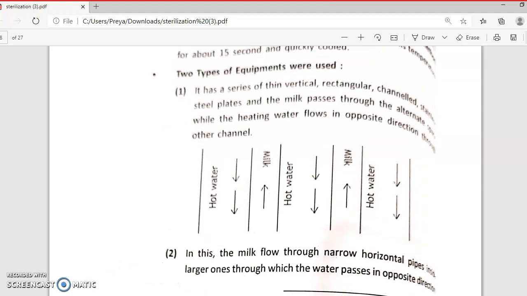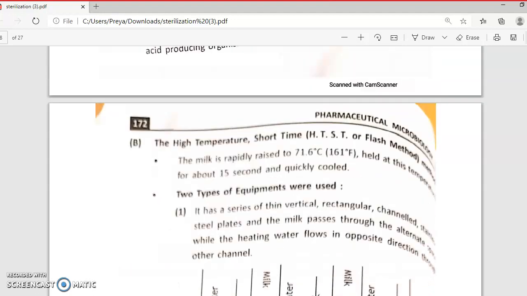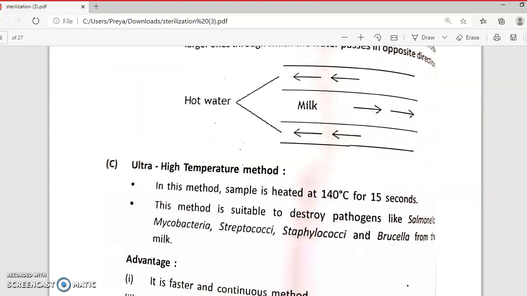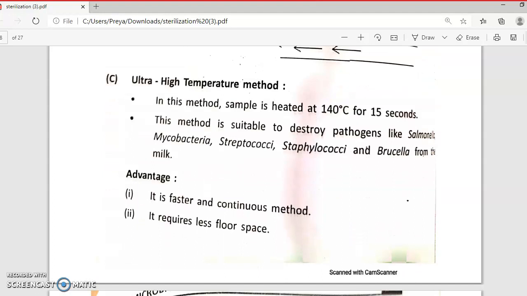So what conditions of the flash method should you remember? 71.6 degree and 15 seconds, while in case of the holder method, how much? 68 degree and 30 minutes. Okay, so this is the second method in case of pasteurization.